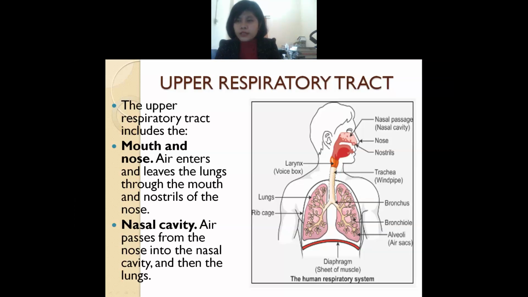Next is the nasal passage or nasal cavity. Same thing here also: the air passes inside this nasal passage or nasal cavity so that the air can go inside the lungs.